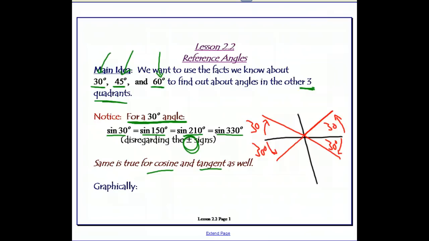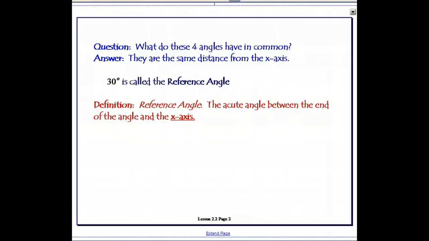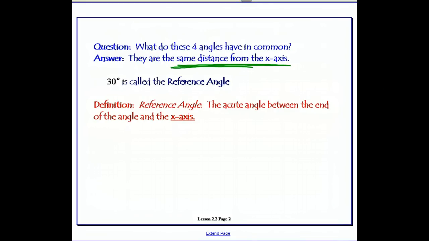Once you sketch it, you get this nice symmetrical drawing. Coming away from the x-axis, they all have the same degree measure. It might be a positive 30, a negative 30, but they're all 30 degrees from the x-axis. So that gives us our key idea. What do these four angles have in common? There's more than one answer, but this is the most useful one. You could say, aren't they the same measure from the y-axis? They are. It's just not very useful. The useful answer is they're the same angle from the x-axis.